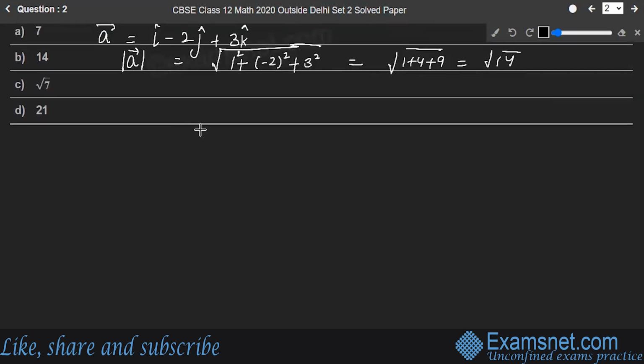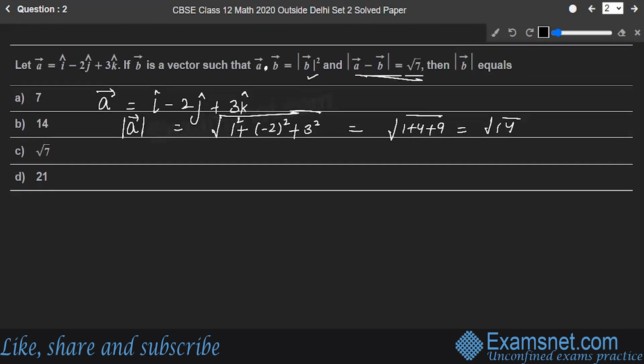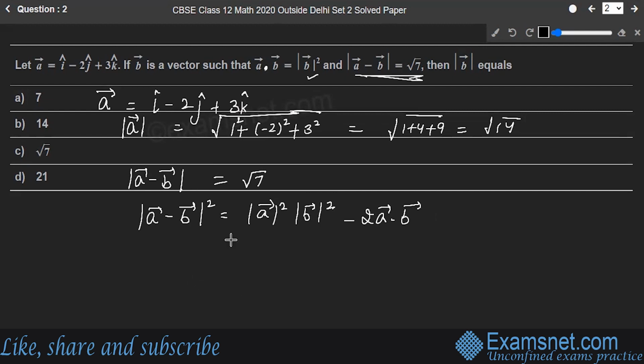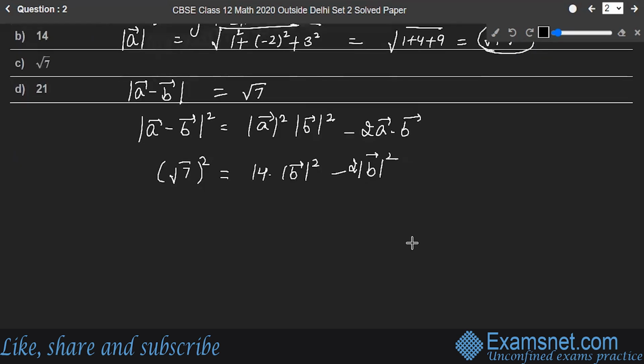Right. So what next? I'll start from here. You are given the magnitude of this is equal to root of 7. Also know one thing that if I take the square of it, this is equal to the magnitude of A vector square plus magnitude of B vector square minus 2 A dot B. Right? This is equal to root 7 square, and root A square, this is equal to 14. I don't know about B, and this is equal to 2 times the magnitude of B vector square, right?